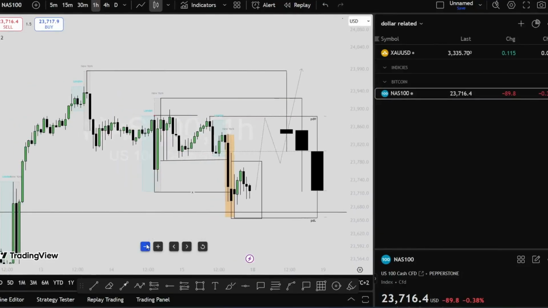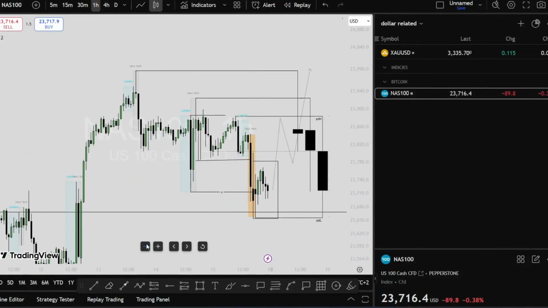So let's wait for Monday to play out. I don't like to trade Mondays, so let's wait for Monday to play out, and then we'll see what the market has in store for us.